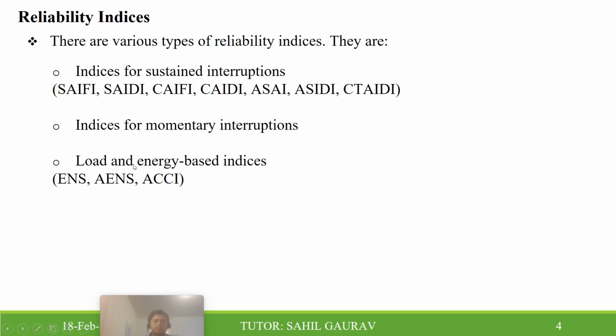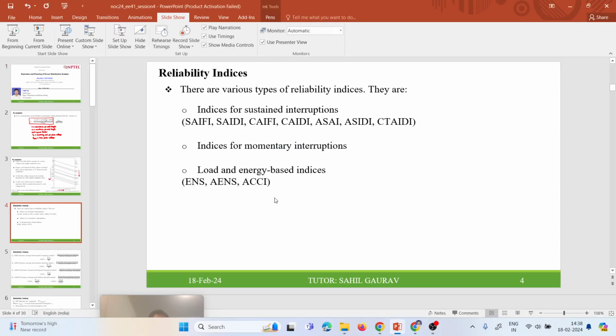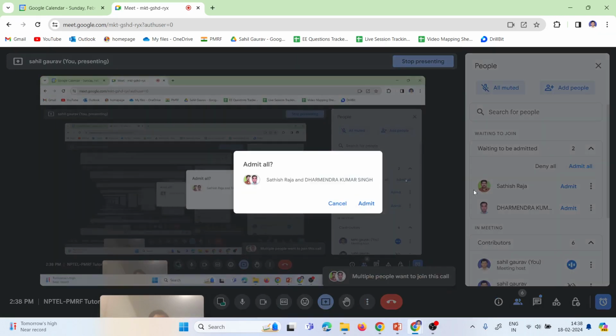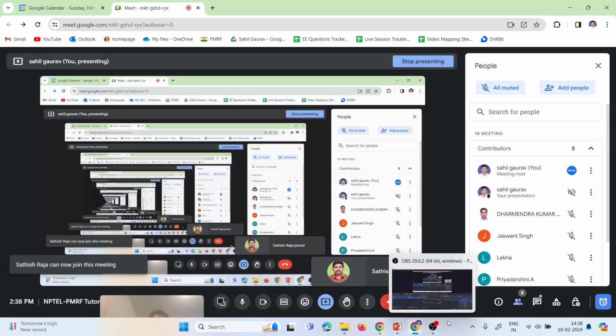There are several indices by which we can measure the reliability parameters, and for different types of interruptions there are different indices. These are the indices for sustained interruptions: SAIFI, SAIDI, CAIFI, CAIDI, ASAI, ASIDI, CTAIDI, and then we have indices for momentary interruptions. Sustained interruption means an interruption that lasts for a longer interval of time, from a few minutes to a few hours. Momentary interruption means one that lasts for a shorter interval of time.